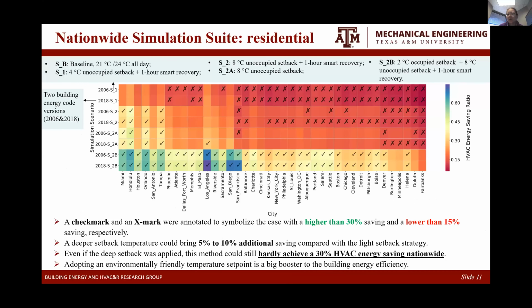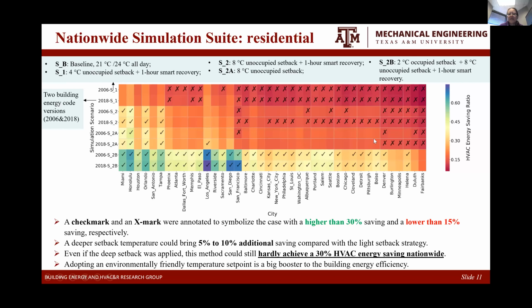So here are the results from the 16,000 simulations. On the x-axis, those are the 40 different American cities. The y-axis is just different scenarios, and those different scenarios also have comparisons with different baselines. One is using the IECC code 2006, another one is using the IECC code 2018. The check mark here means that we have the case where we can achieve more than 30% savings. This X mark means that we are only able to achieve less than 15% savings.